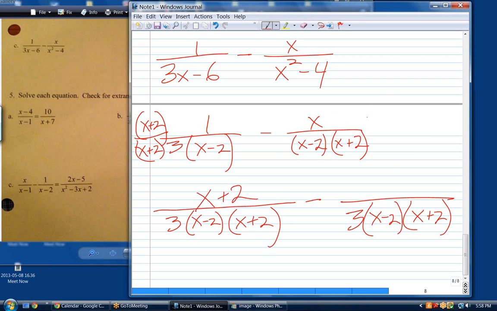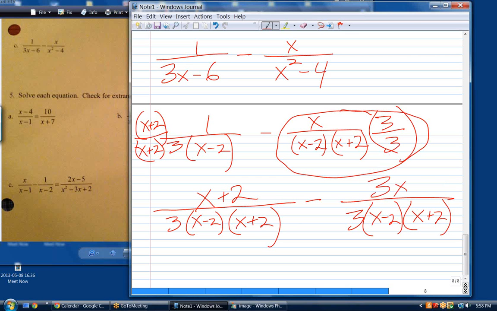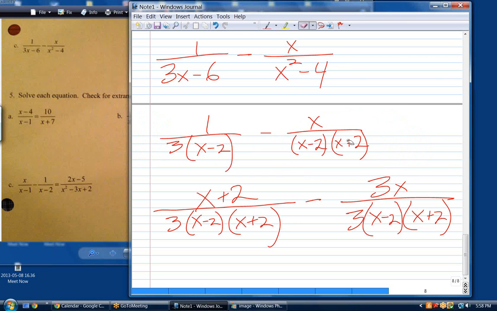What do I have to multiply this by in order to produce this denominator? 3 over 3, because I can only multiply it by 1. So I have to multiply top and bottom by 3, and that gives me 3x in the top. And it gives me the 3 in the bottom that I need. But that's the process whenever you're adding or finding common denominators for fractions like this.